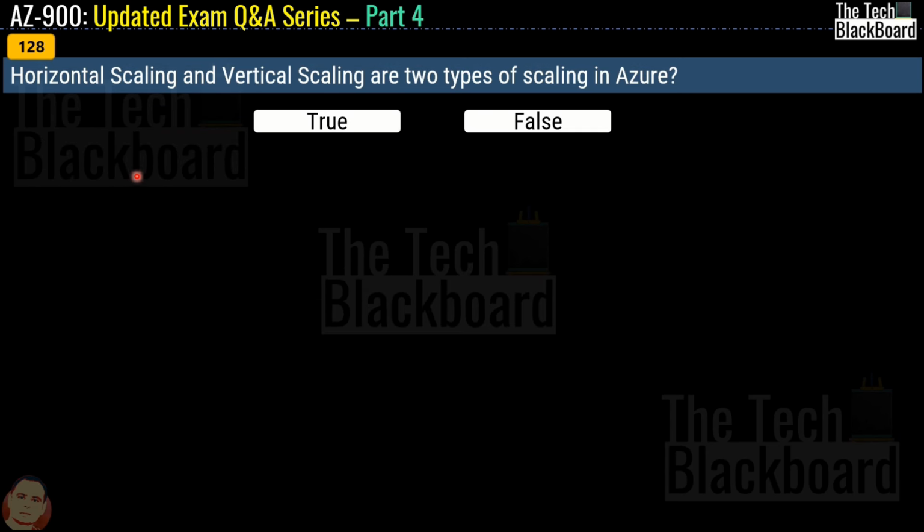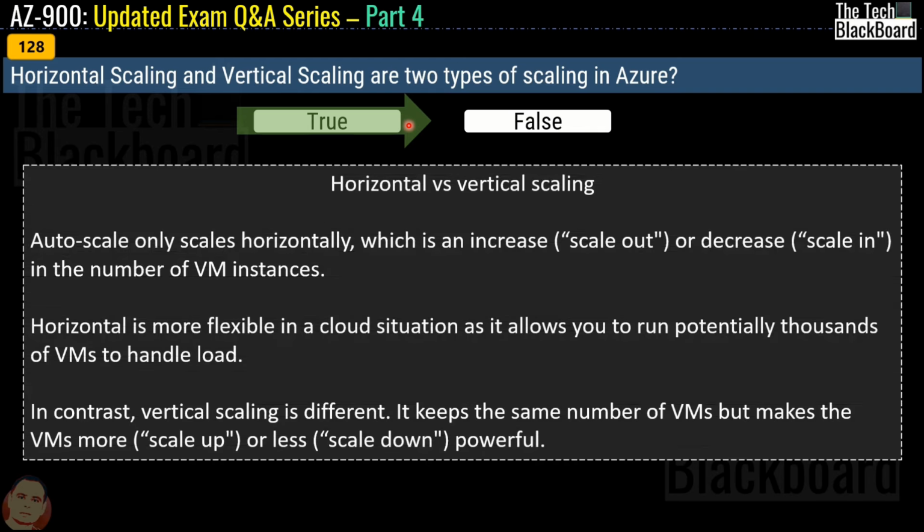Moving on with question number 128, it says horizontal scaling and vertical scaling are two types of scaling in Azure. You have to tell whether it's a true or a false statement. The correct answer is that this is definitely a true statement. Now let me tell you a little bit more on horizontal scaling and vertical scaling. So keep in mind, whenever we are talking about auto scale, it means that we can always scale horizontally, which means an increase, which is sometimes also called scale out, or decrease, which is also called scale in, number of virtual machine instances. So what exactly is horizontal scaling?